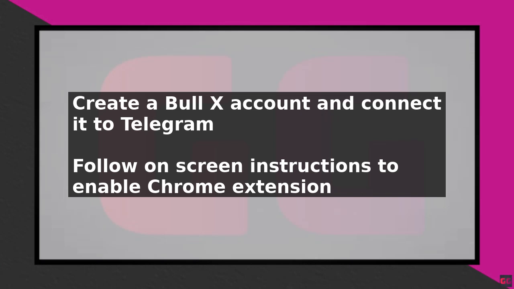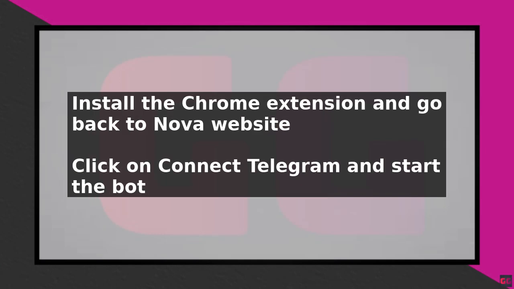extension. Add the extension to your browser and wait for it to install. After installing the extension, go back to the Nova website and click on Connect Telegram. If you have the Telegram app downloaded on your computer, you can click Start Bot. But if you only use the web version, click Open in Web.